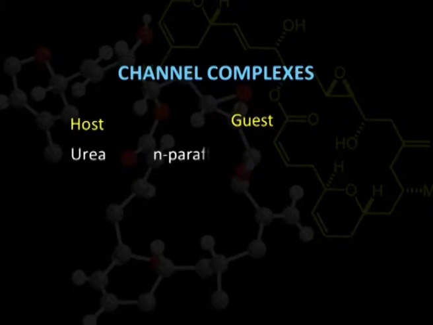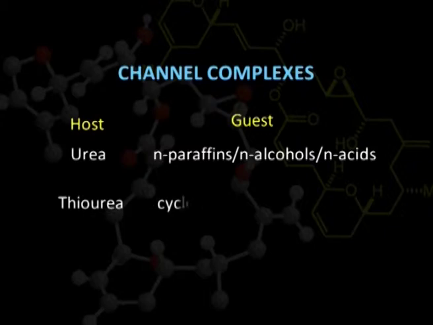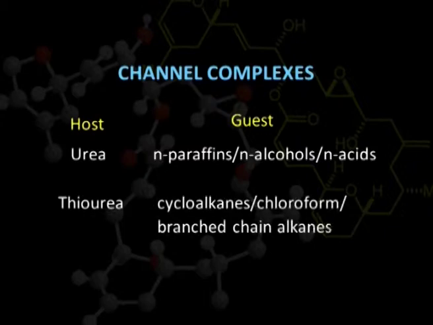Here we can see urea is acting as host molecule, and N-paraffins, N-alcohols or N-acids can be included into the cylindrical channel being formed by the urea, and they can be considered as guest molecules. In case of thiourea, when this is acting as host molecule, cyclic molecules, cycloalkanes, and branch chain alkanes can be included.